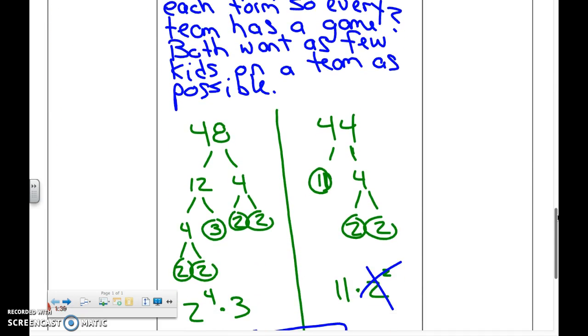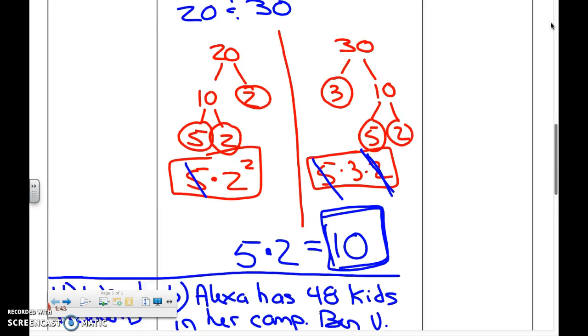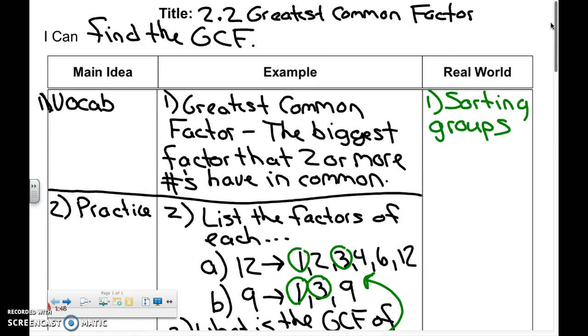Real world situations, the best that we could come up with is sorting groups, like what we said for our last real world example when we were talking about factors. Any questions?